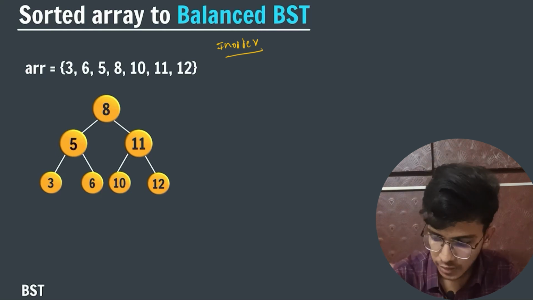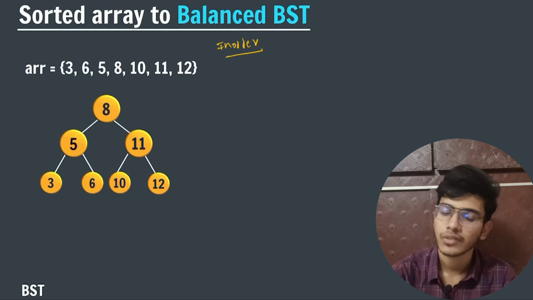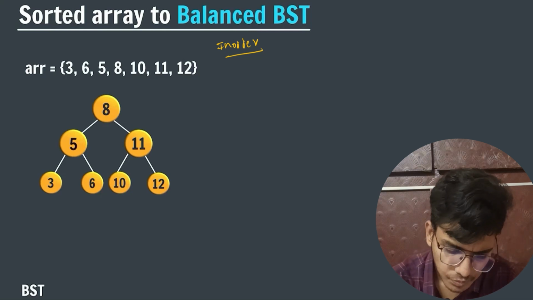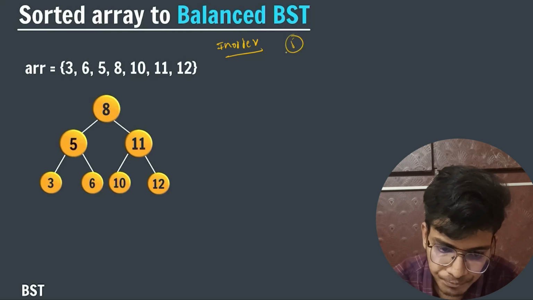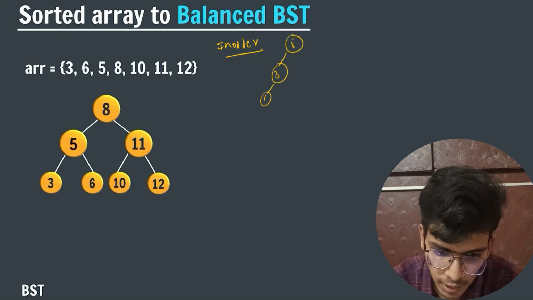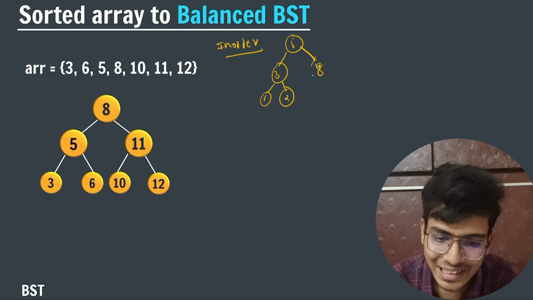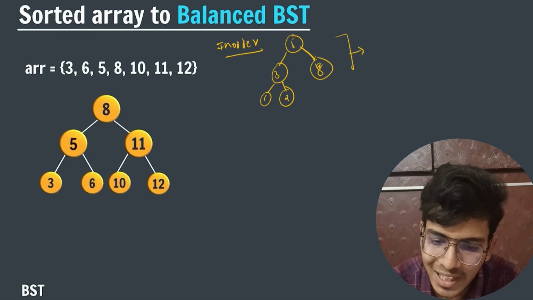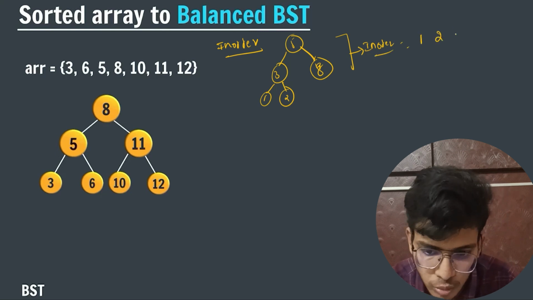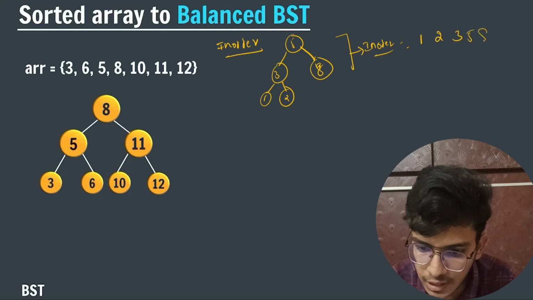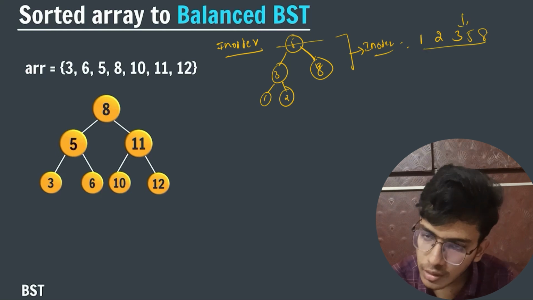So keep this in mind: whenever we perform the in-order operation, it gives me an in-order sequencing. Let's say I am creating a tree with 5, 3, 1, 2, 4, and 8. Now if I perform in-order sequencing for this particular BST, my output will be 1, 2, 3, 5, 8.